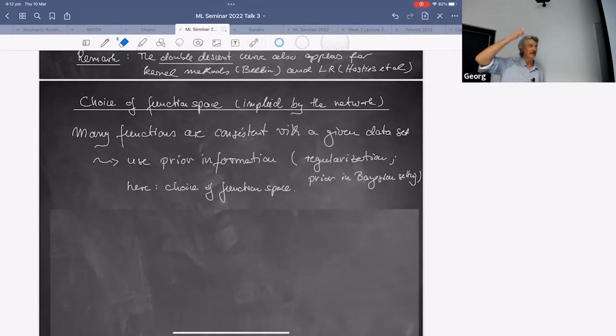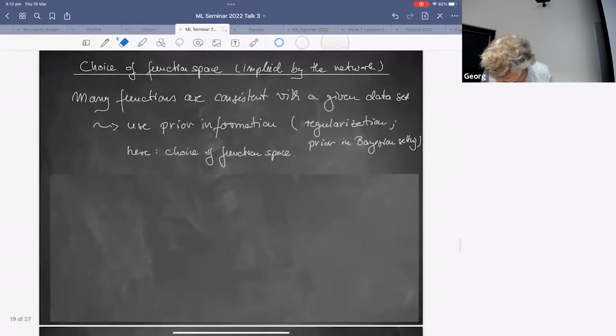And a side comment that we may or may not get to at some stage is that if you adopt a probabilistic point of view, you can interpret regularization in terms of priors, if you adopt the Bayesian point of view. Here I want to talk a little bit about function spaces. The choice of function space also incorporates certain prior information.